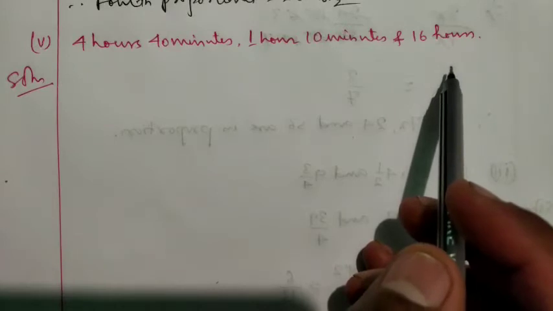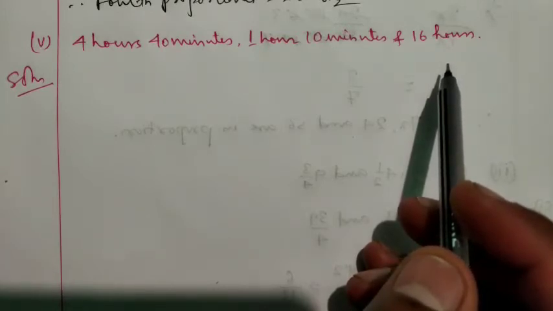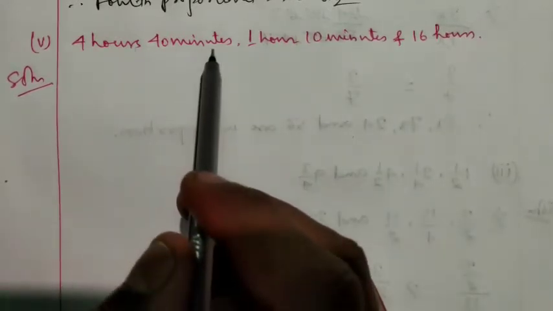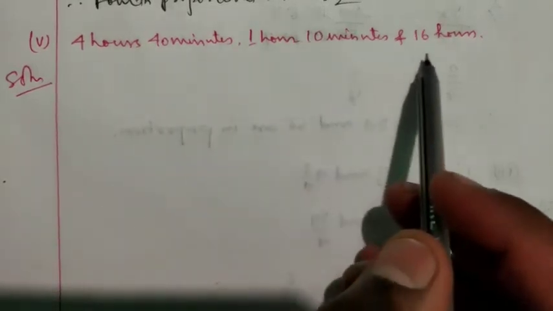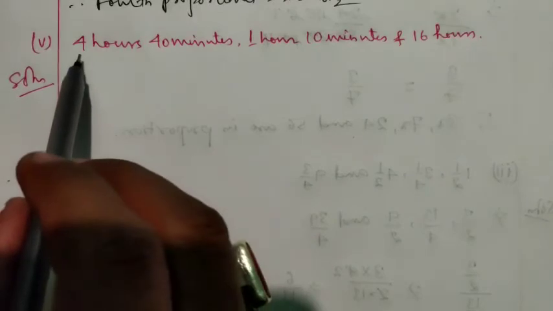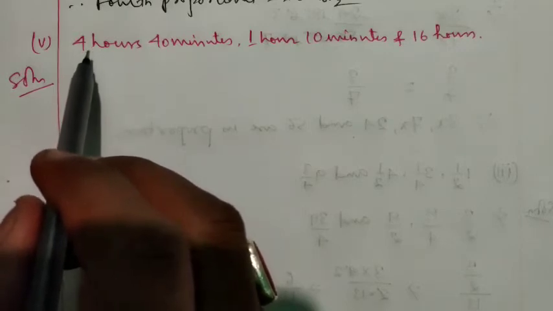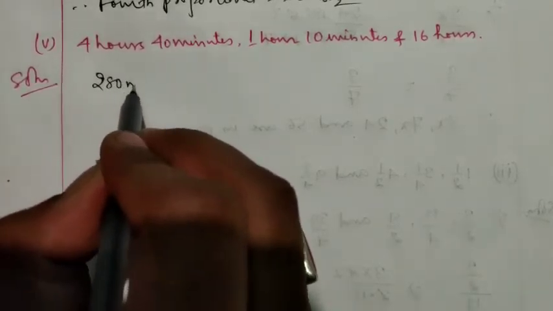What we will do, we will convert everything into one unit, the smaller unit given. Between hour and minute, minute is the smaller unit. We will convert all the quantities into minutes. We all know that 1 hour is equal to 60 minutes. Then 4 hours, 4 sixes are 24, so 240 minutes. 240 plus 40 will be 280 minutes.